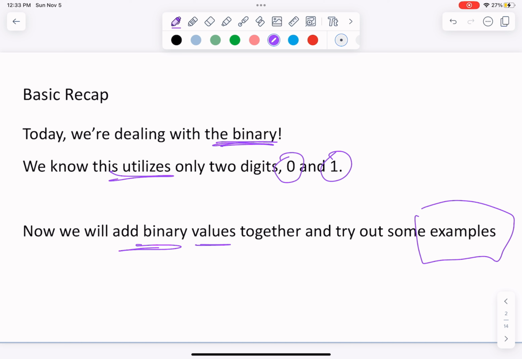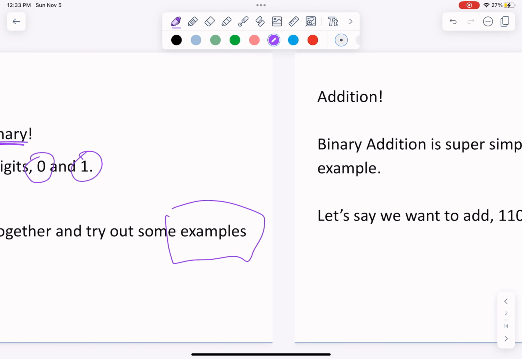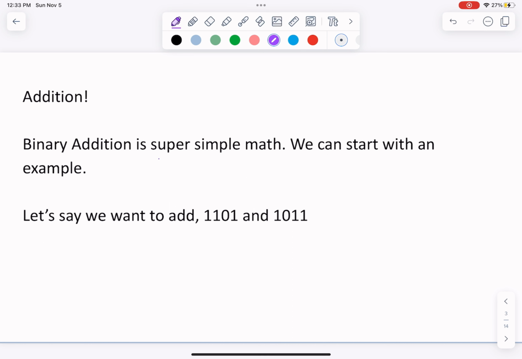Adding binary is a very integral part of computer science, and all of the things we're going to learn in the later episodes and in the future. This is a very good basic video to start understanding how to do it. First, binary addition is super simple math, and the way we can prove that is start with an example.